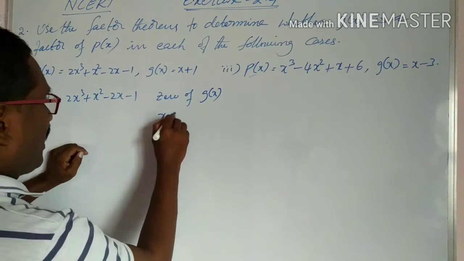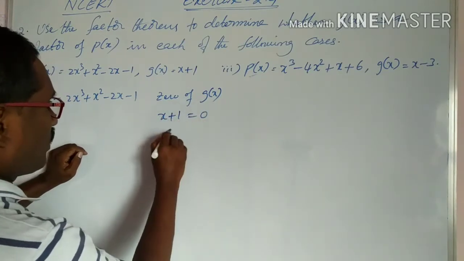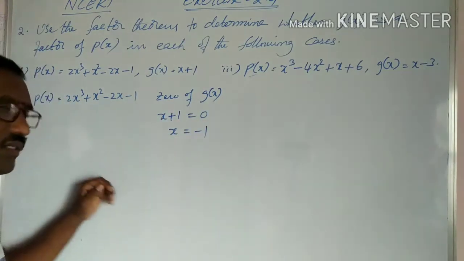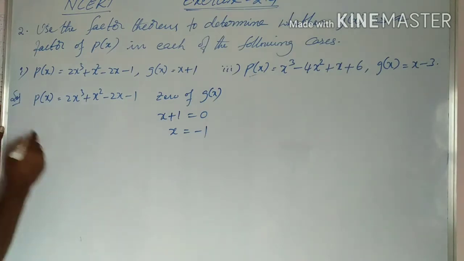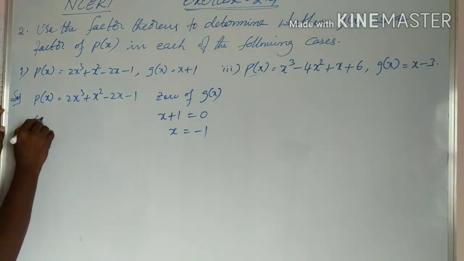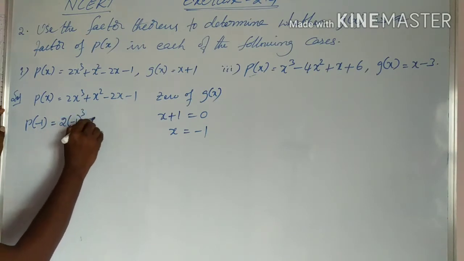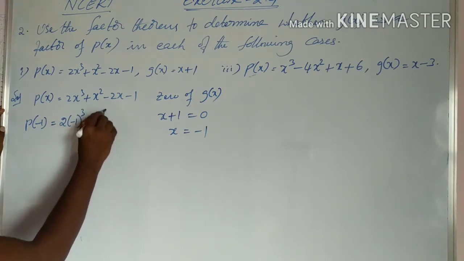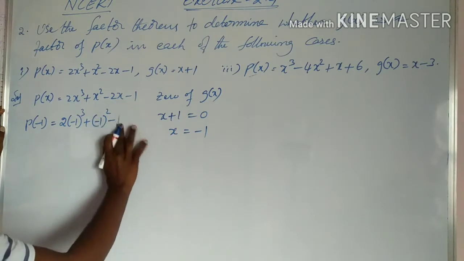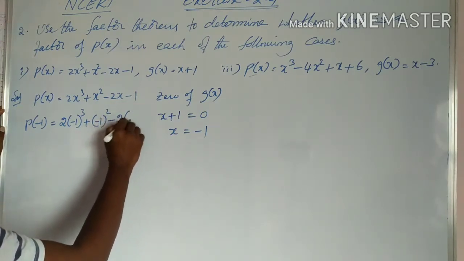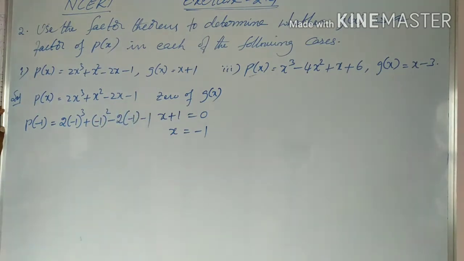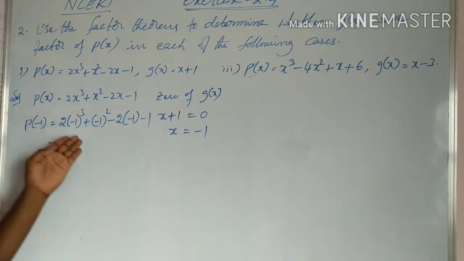That means x plus 1 is equal to 0. x is equal to what? Minus 1. Same procedure, substitute the x value here. P of minus 1 is equal to 2 into minus 1 whole cube plus minus 1 whole square minus of minus 2 into minus 1 into minus 1. Say here minus 1 whole cube, minus 1 only.